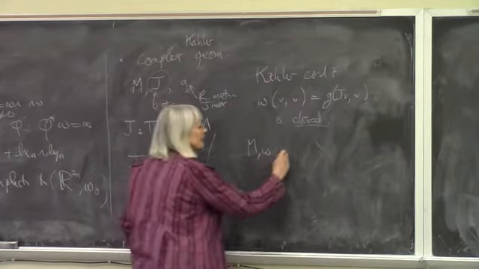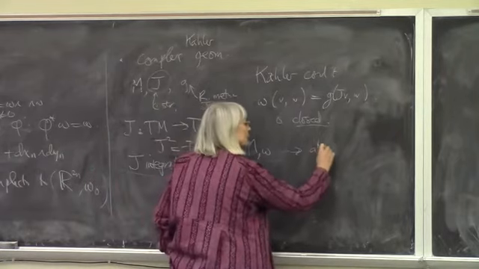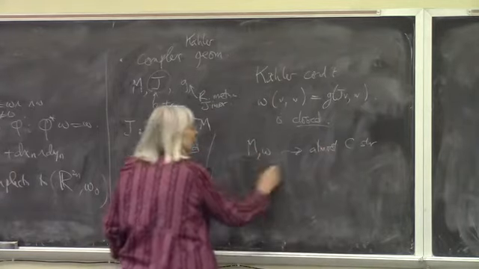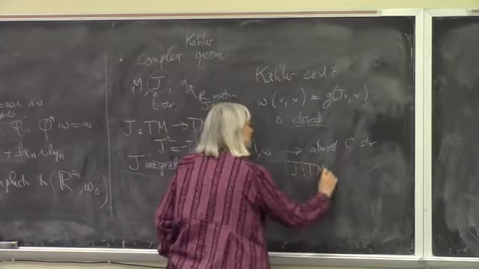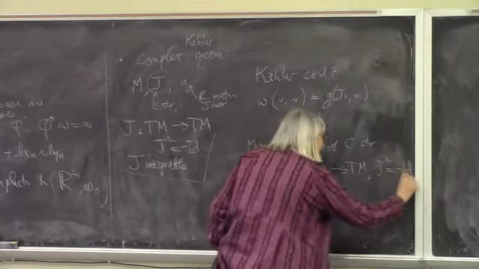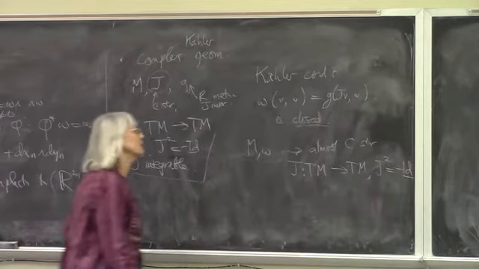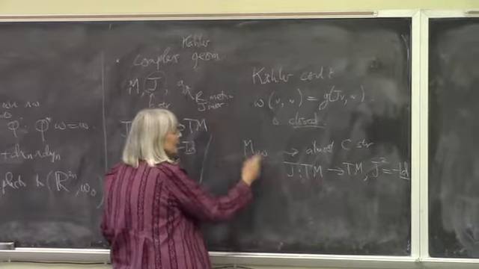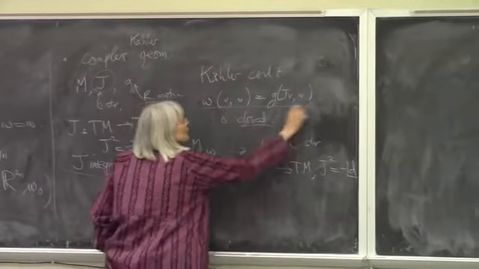But what you can get is an almost complex structure, which is a J like this, that lives on the level of the tangent bundle. It turns it into a complex vector bundle, and you can arrange that this is compatible with omega, so that this formula gives you a metric.